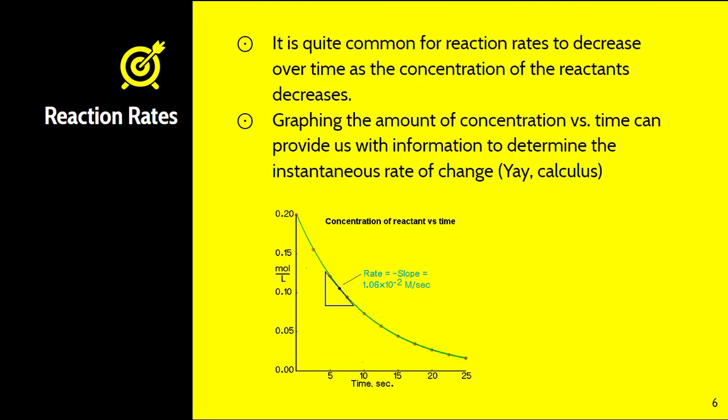Now that makes sense, right? Because if you have fewer reactants, there's going to be fewer collisions, and if there are fewer collisions, then there's going to be fewer reactants being converted into products. Now, graphing the concentration versus time can provide us with information to determine the instantaneous rate of change.